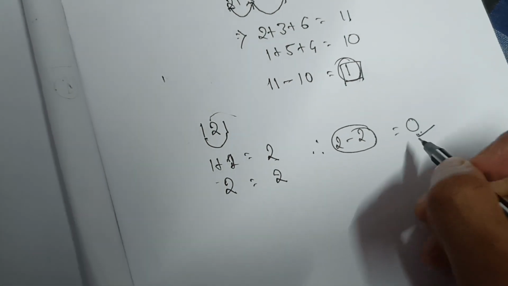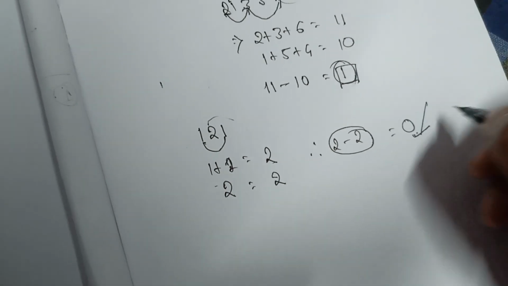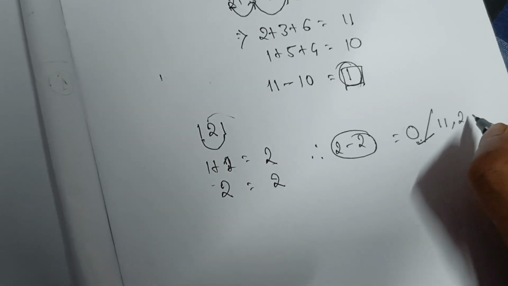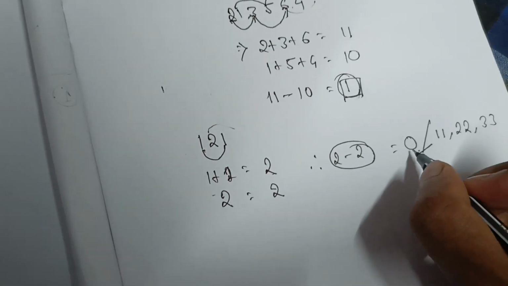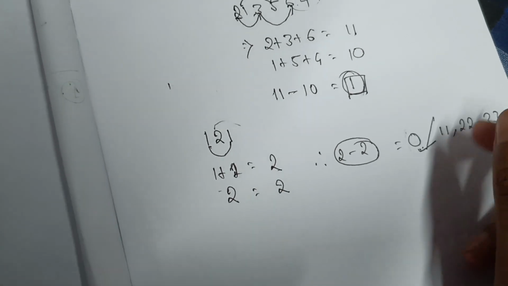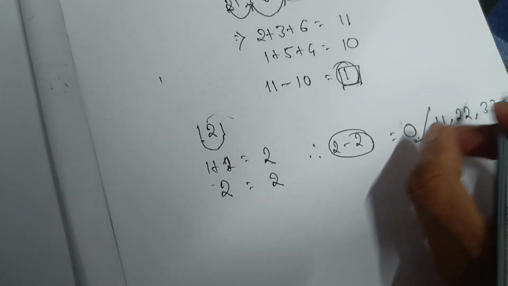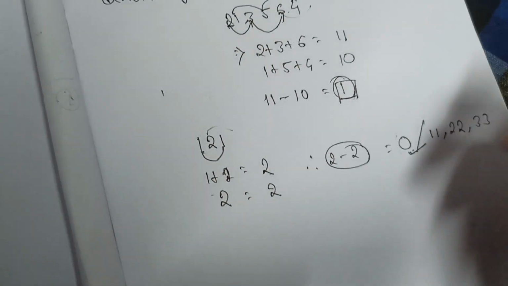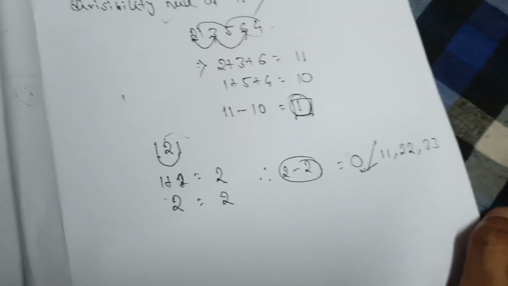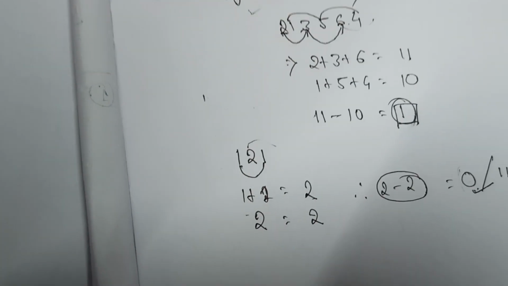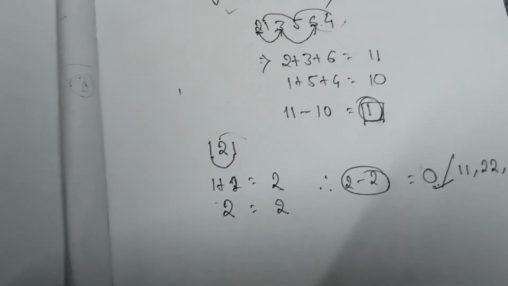If it is 0, then it is divisible by 11. And if you get 11 or 22 or 33, these are multiples of 11. So after subtraction, if you get 0 or a multiple of 11, then the total number is also divisible by 11. So this is all about the divisibility rules.